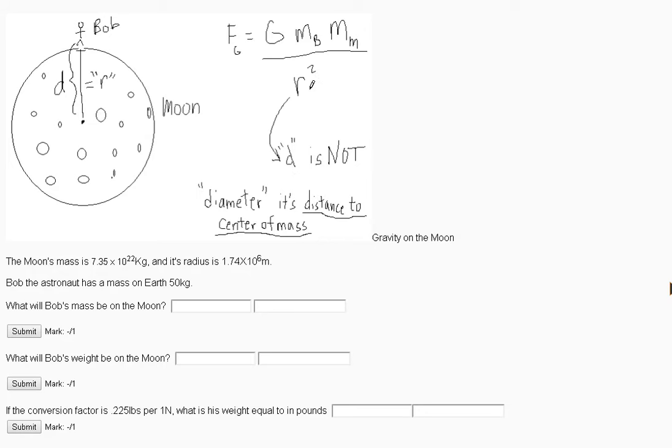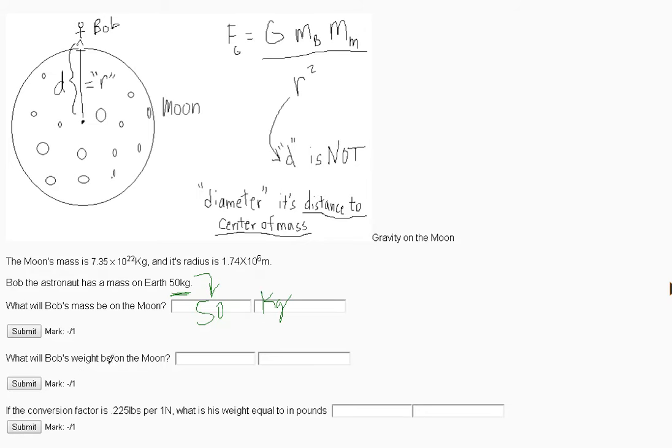This is applying the distance from this mass to this mass in order to find the gravity between them. So what will Bob's mass on the moon be? This is kind of interesting because a lot of people get this wrong, but your mass never changes. So I don't care where you are, it's still going to be 50. So yeah, easy question. Sorry for making it an easy question for you.